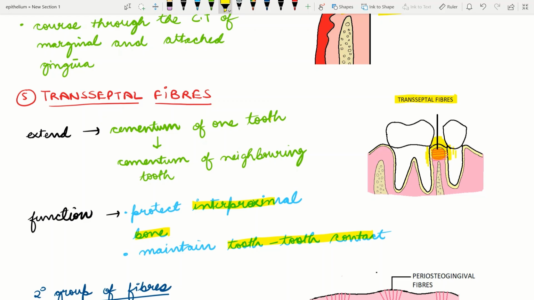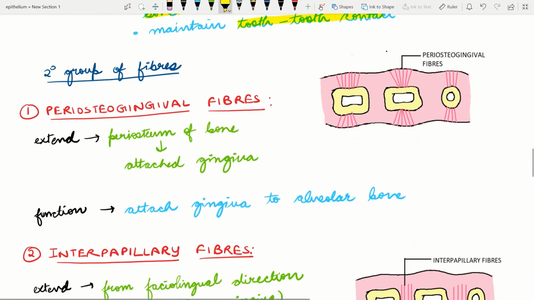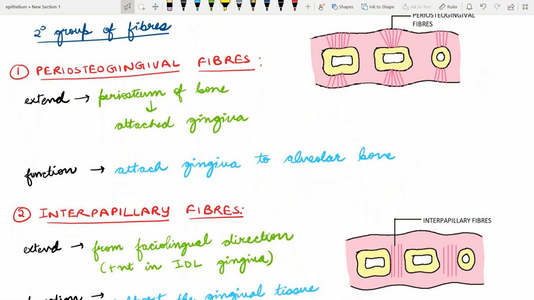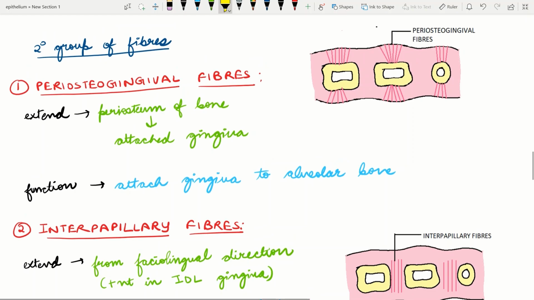Now let's come to the secondary group of fibers. So the secondary group of fibers, the first fiber is your periosteogingival fibers. They extend from periosteum of bone to the attached gingiva. Here you see they are extending from the periosteum of bone. These are your periosteogingival fibers. And what is their function?